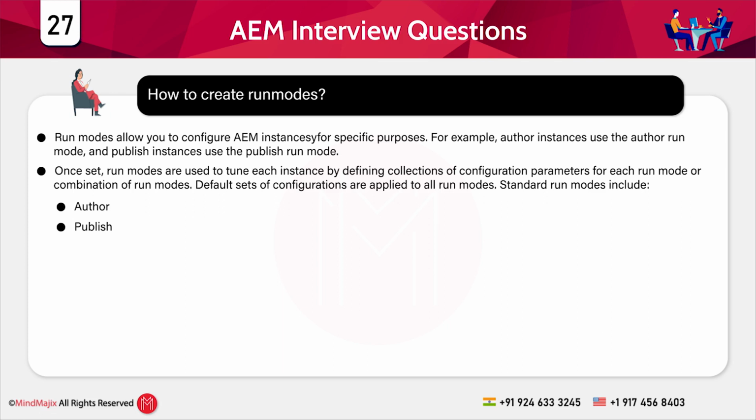How do you create run modes? Initially, when you have the jar file, if you want to make it an author instance, you rename it to author and then double-click it, or execute the command from the command prompt, and you can run your AEM instance. Similarly, you rename it with the port number to make a publish instance, and start it the same way in the publisher environment.